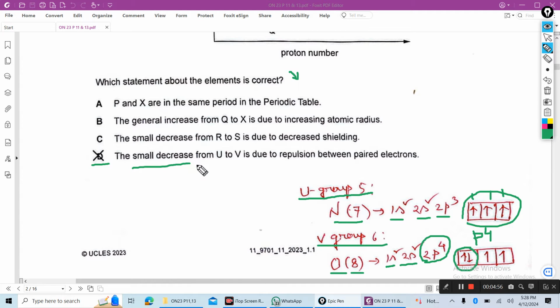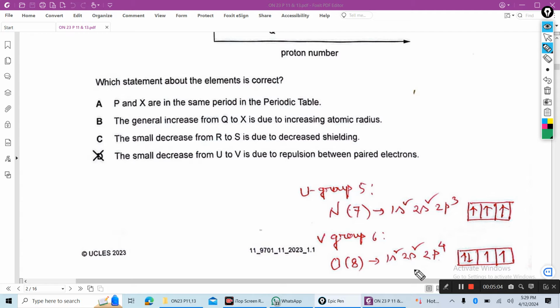The small decrease from U to V is due to the repulsion between paired electrons, this group 6 p4. So in one p orbital, two electrons are paired, so there is repulsion. That's why there is a small decrease from group 5 to group 6. Answer D.